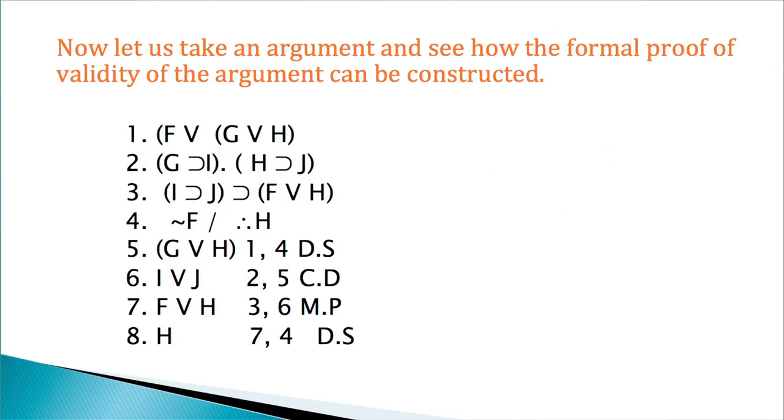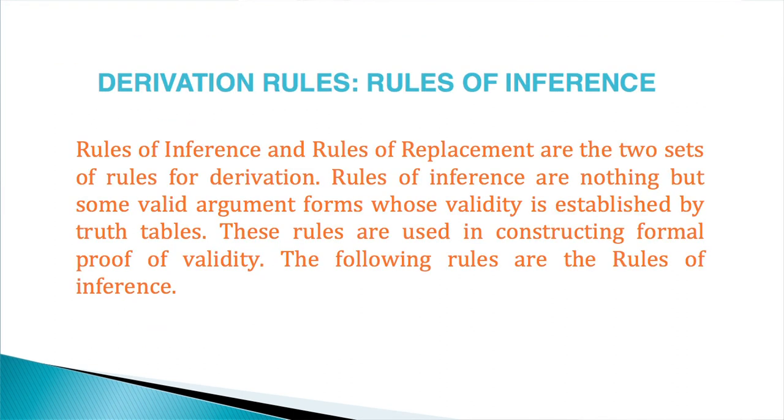Now, dear learners, we take an argument and see how the formal proof of validity of the argument can be constructed. There are two types of rules in derivation rules, that is, rules of inference and rules of replacement. Rules of inference and rules of replacement are the two sets of rules for derivation, for deducing the conclusion. Rules of inference are nothing but some valid argument forms whose validity is established by truth tables. So these rules are used in constructing formal proofs of validity too. The following rules are the rules of inference.